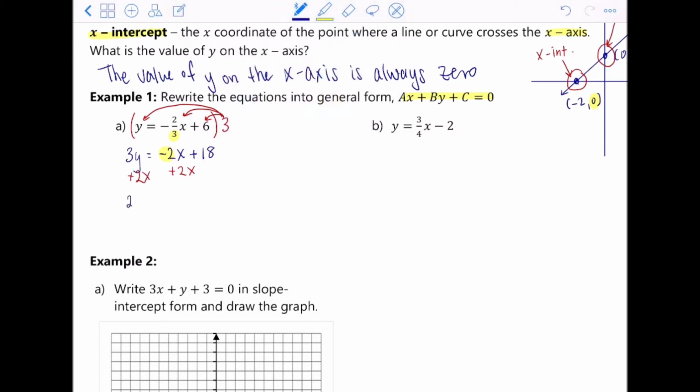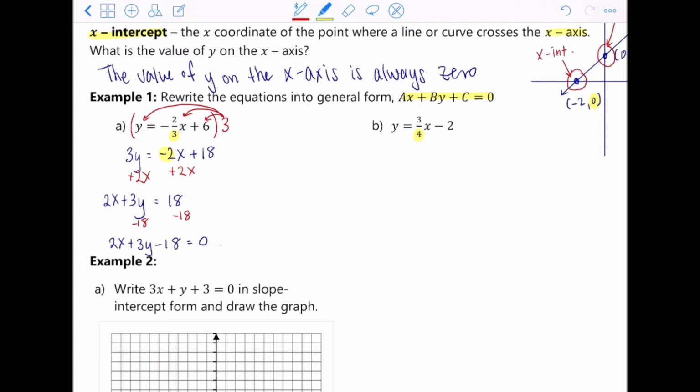So we get 2x plus 3y equals 18. And the last step would be to remove that 18 from the right-hand side so we can have everything on the left-hand side and make it equal to 0. That's it.